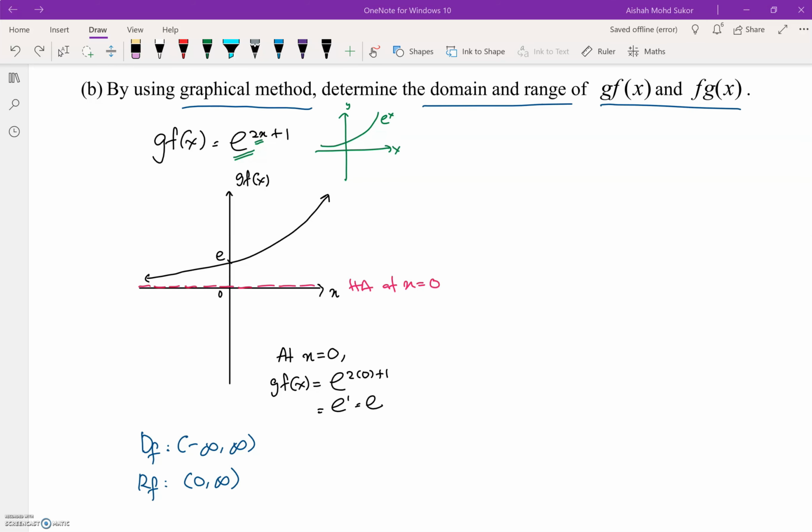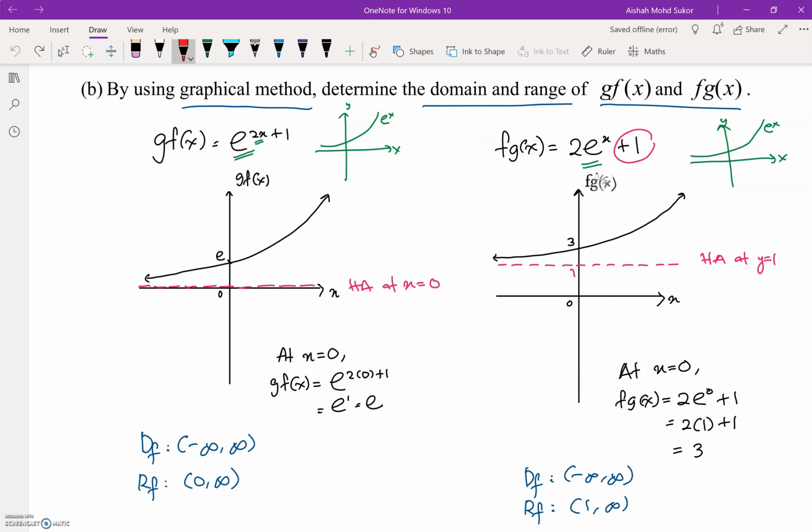B. By using the graphical method, determine the domain and range for g(f(x)) and f(g(x)). So g(f(x)) is given by e to the power of x plus 1. By looking at the function, we have a positive e and a positive x. So this is our basic shape. Then we know that we have a horizontal asymptote at y equal to 0. To find the intercept, at x equal to 0, g(f(x)) will be equal to e. Our domain will be negative infinity to infinity and our range will be 0 to infinity.